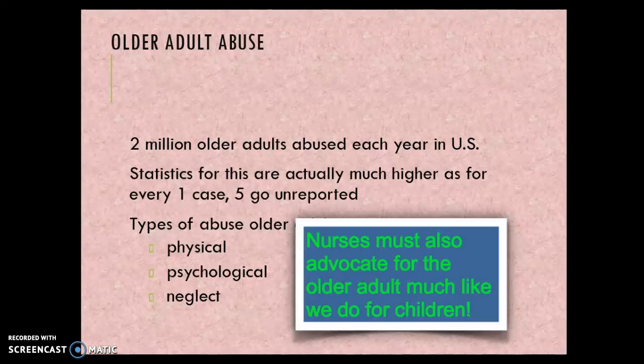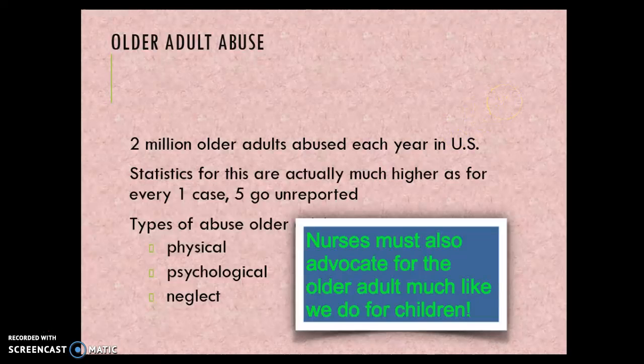So, older adult abuse, so 2 million older adults abused each year in the U.S. The statistics for this are actually much higher, as for every 1 case, 5 go unreported. Types of abuse for the older adult is physical, psychological, and neglect. So nurses must also advocate for the older adult, much like we do children. So again, that is something we are mandated to do for elder abuse.